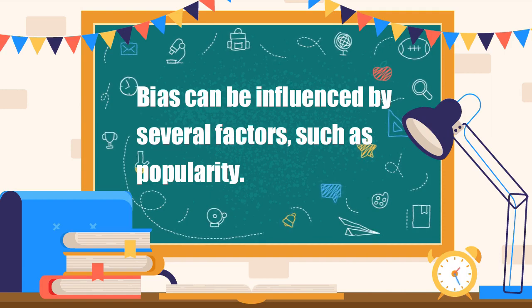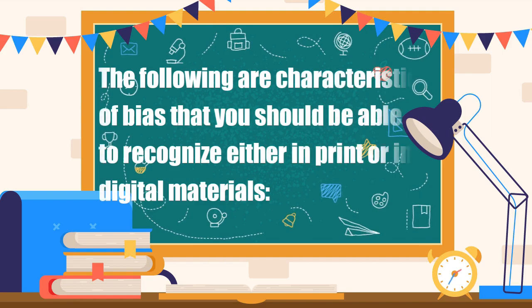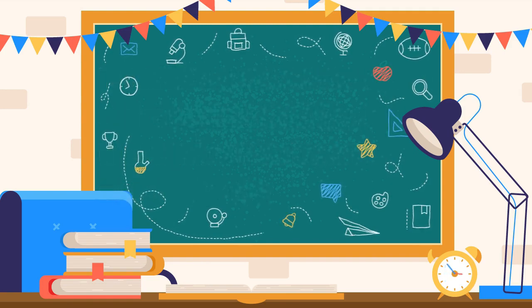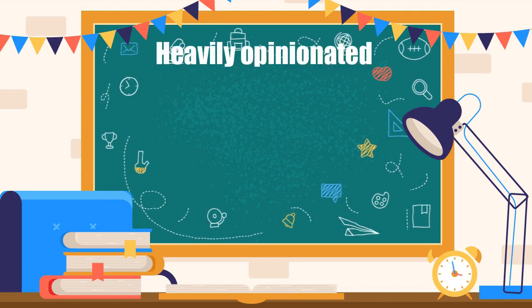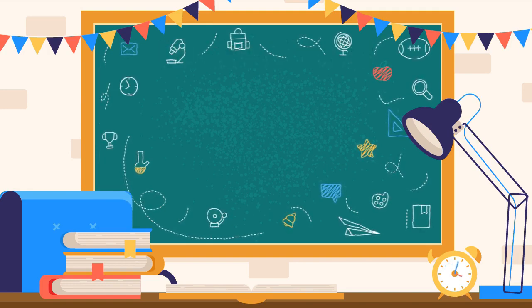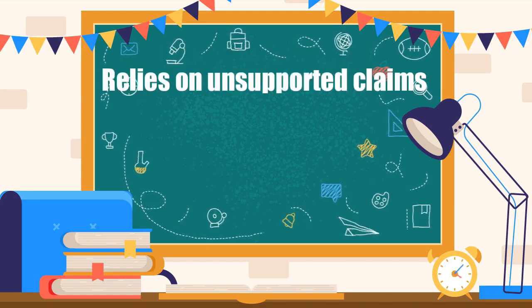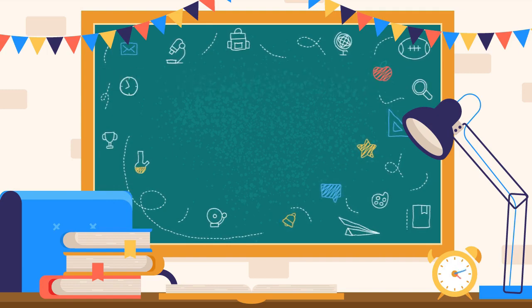Bias can be influenced by several factors such as popularity. The following are characteristics of bias that you should be able to recognize either in print or in digital materials. Number 1. Heavily opinionated. Number 2. Relies on unsupported claims.